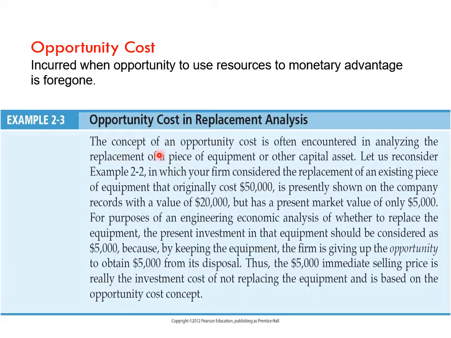If we consider the same examples that we considered for the sunk cost, so you have in your firm an equipment and you want to perform a replacement analysis. Replacement analysis is this: you have an equipment and there are two options. Either you continue with the same equipment, or you go and buy a new equipment instead of that one, and you want to identify which one is preferable. Okay, original cost of the equipment was $50,000. In your company records, the value of the equipment will be shown as $20,000. Let's assume this. But if you want to sell this equipment in the second-hand market, you can only sell it for $5,000.